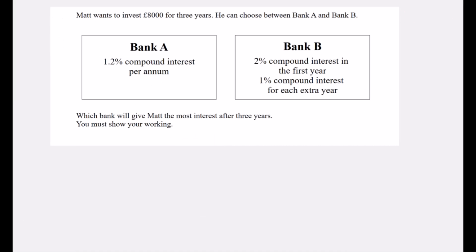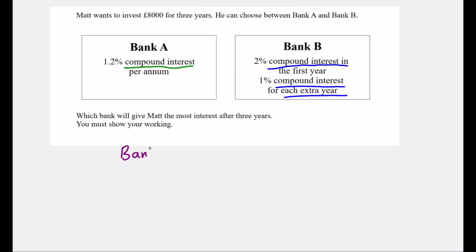Question 22. Matt wants to invest £8,000 for 3 years. He can choose between Bank A and Bank B. He's getting compound interest, so 1.2% in Bank A and 2% in the first year and 1% for each extra year with Bank B. Which bank gives the most interest after 3 years?